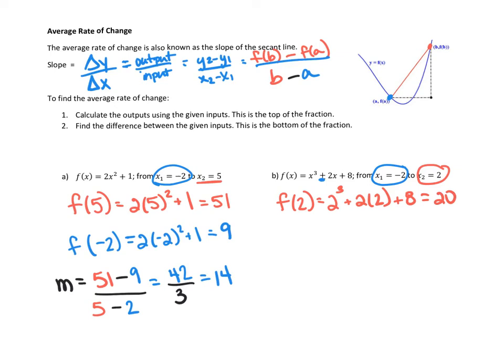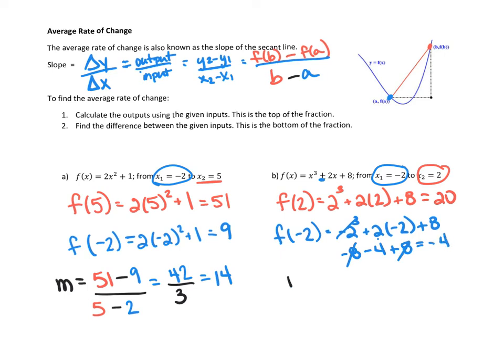And then f of negative 2 is negative 2 cubed plus 2 times negative 2 plus 8. Negative 2 cubed is negative 8. 2 times negative 2 is negative 4, plus 8. So the negatives and positives cancel, so this will just be negative 4.